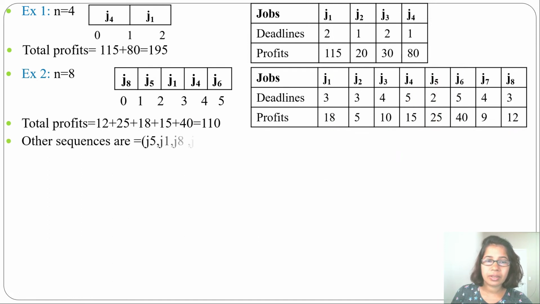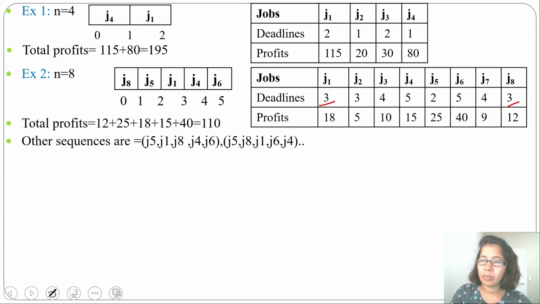There are some other sequences also possible like J5, J1, J8. J1 and J8 both deadlines are 3, so we can alter that. Next J5 deadline is 2. I can keep J5 in time slot 1 or in 2. And J4, J6 both deadlines are 5, so I can alter that. Here I have written J4, J6. I can also do J6, J4. There can be multiple sequences possible.